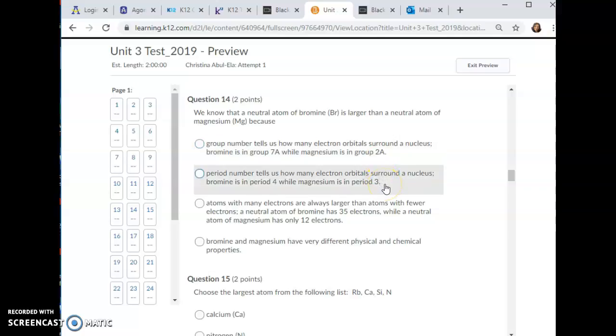Period number tells us how many electron orbitals surround a nucleus. Bromine is in period 4 while magnesium is in period 3. Atoms with many electrons are always larger than atoms with fewer electrons. A neutral atom of bromine has 35 electrons while a neutral atom of magnesium has only 12. Bromine and magnesium have very different physical and chemical properties.